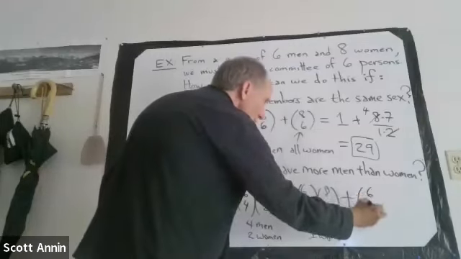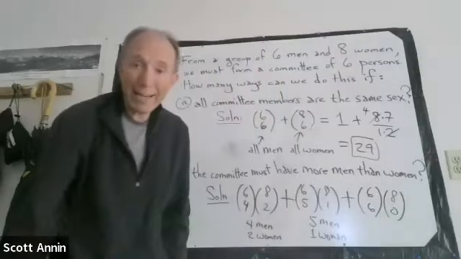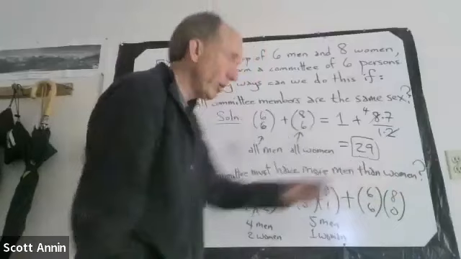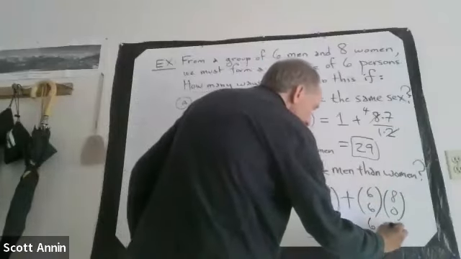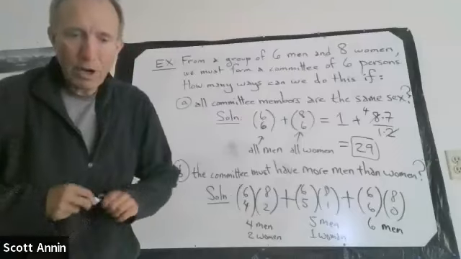Or we would have to choose all 6 men and choose no women. That's actually only one way to do that, right? This is actually just 1 times 1 here. This is just 6 men. The whole committee is just men. There's the answer. You just have to add up all of those terms.